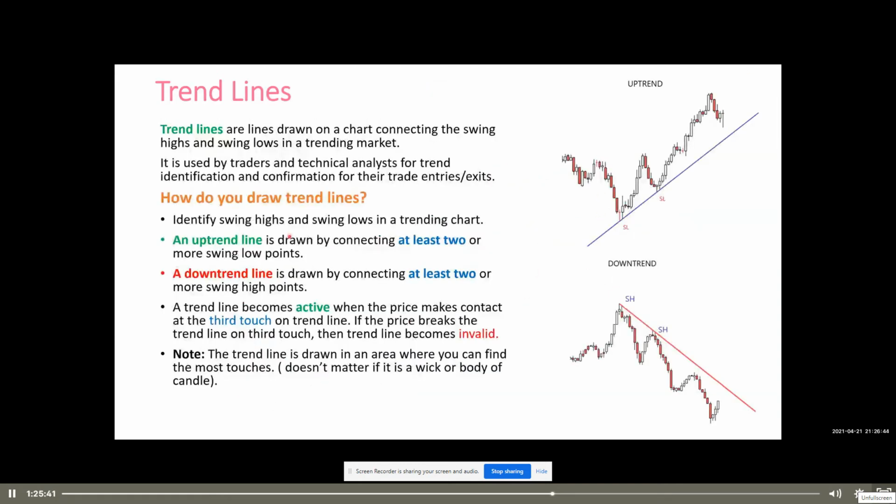All right. So now we're going to learn about trend lines, and after we learn about trend lines, we're going to learn about multi-time frame analysis and then go over some examples. That's going to be the fun part. Let's learn about trend lines.